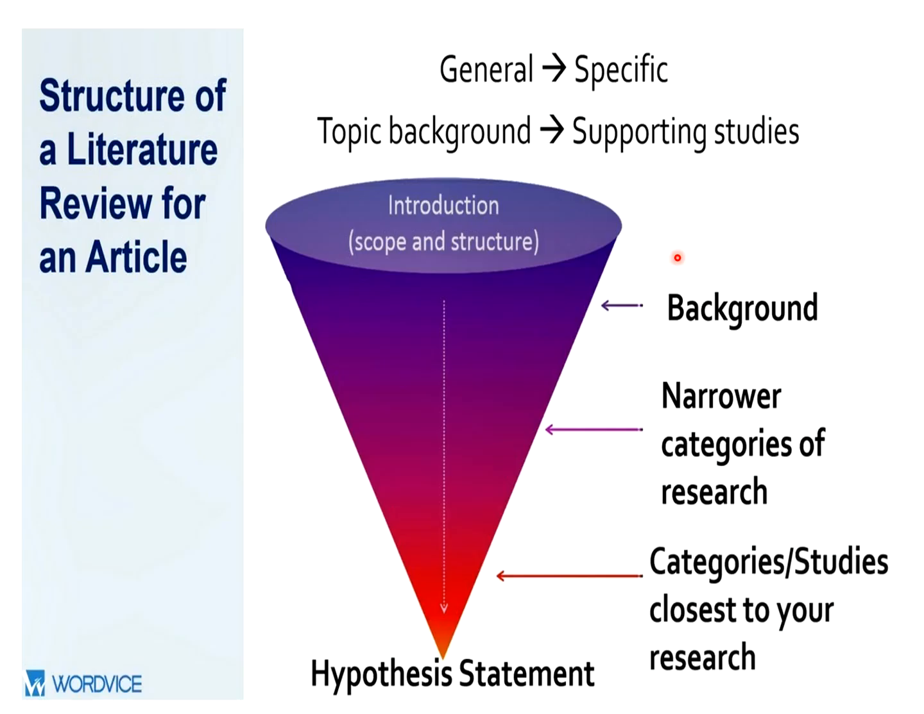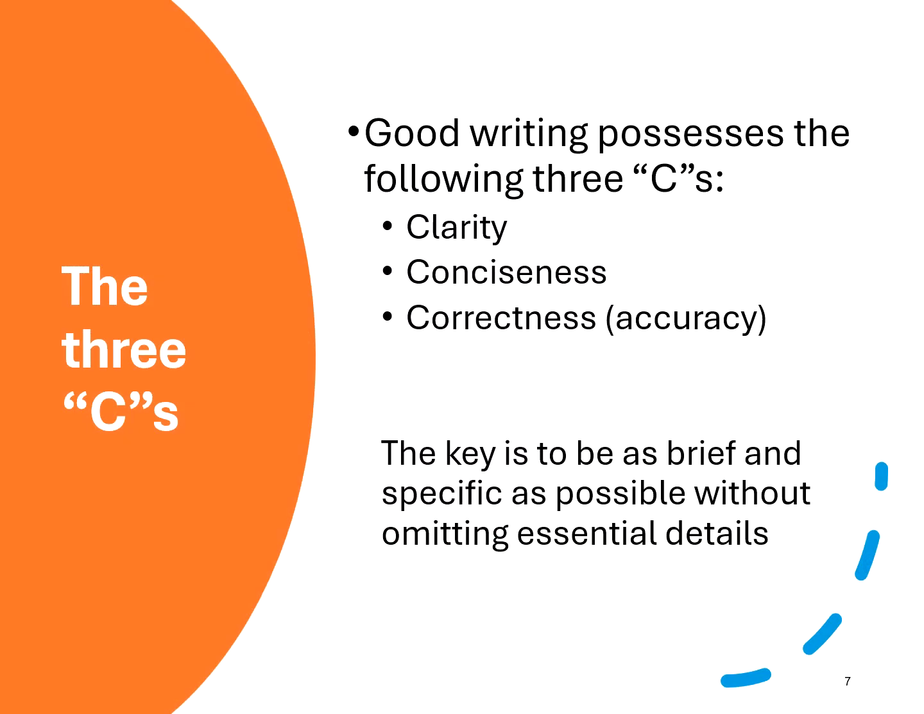Coming to the structure of the literature review within the introduction: starting from the background, narrowing the categories of research, then the studies closest to your research, and then your hypothesis, objective, or research question. The three C's. One more important thing in a manuscript: in the introduction, the literature review is combined. So in the introduction, you have to introduce the topic, introduce your study, and also give the literature review. A relevant, concise, and crisp literature review. So here, the three C's.